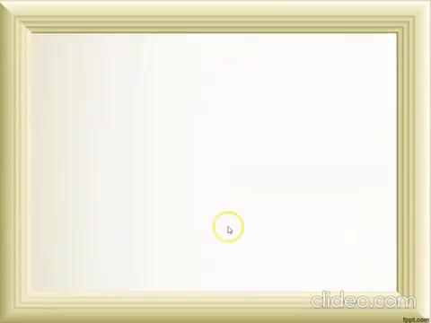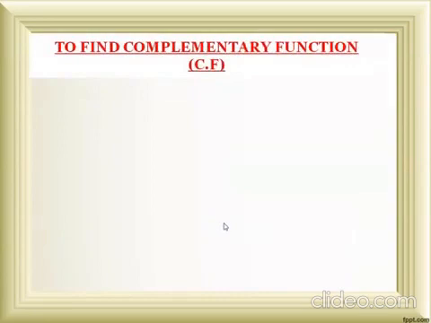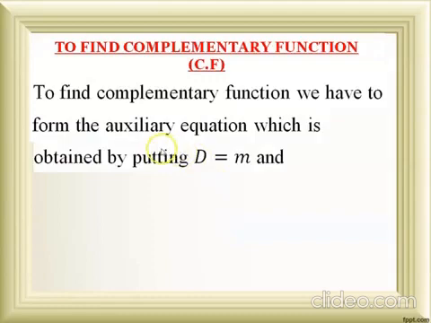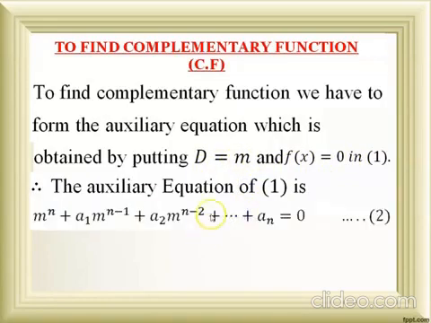So next we are going to find the complementary function. How to find the complementary function? For that, we first write the auxiliary equation. We replace D is equal to m in the previous operator form and f of x is equal to 0. Suppose the right hand side is given as 0, there is no need to go for f of x. I just replace D is equal to m in the operator form, and after replacing, we get the auxiliary equation in this form.